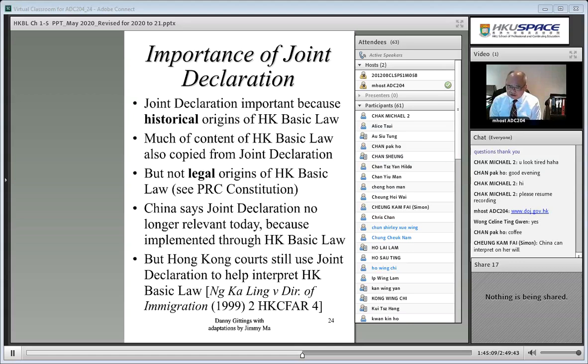So the Joint Declaration 1984, when it was signed, if there was a certain provision in the statutes which requires the court to interpret, the court might look at the Joint Declaration to help it interpret a certain Hong Kong Ordinance.